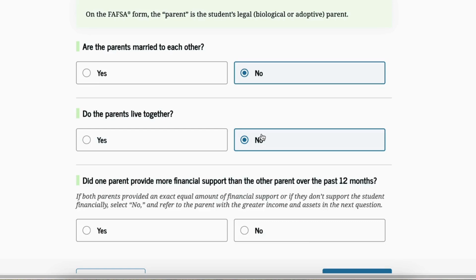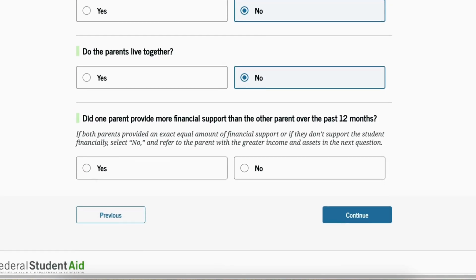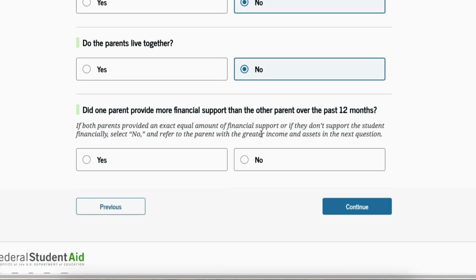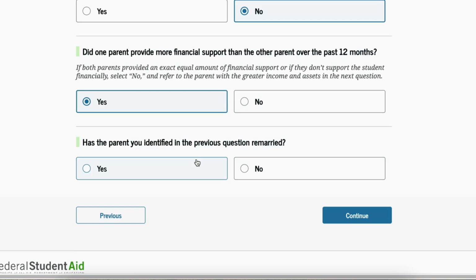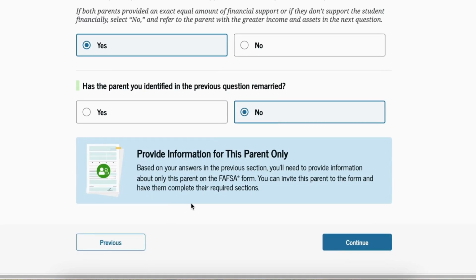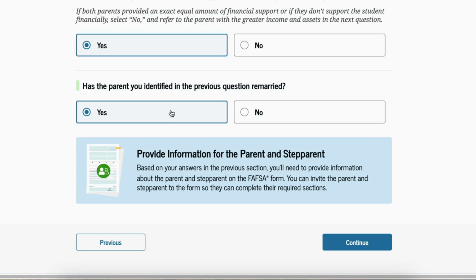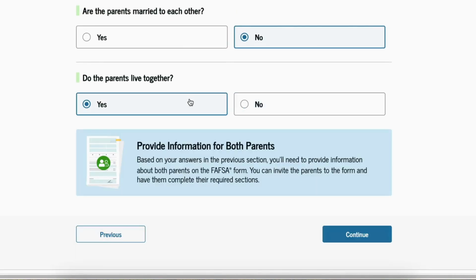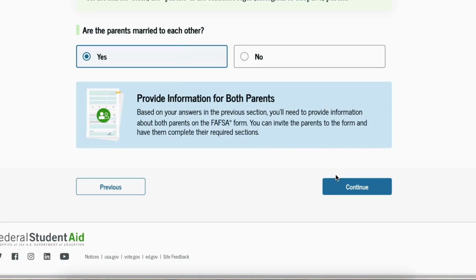If they are not married to each other and they do not live together, the question pops up of, did one of these parents provide more financial support than the other in the last 12 months? If one of them provided more, we're going to say yes. And the question comes up of, for that parent that provided more financial support in the last 12 months, did they remarry? If they did not, you'll say no, and you'll only provide information for that one parent. If they were remarried, so let's say dad provides more financial support, dad remarried, I'm doing dad and stepmom. But if both parents are married to each other, we will say yes, and we will continue.